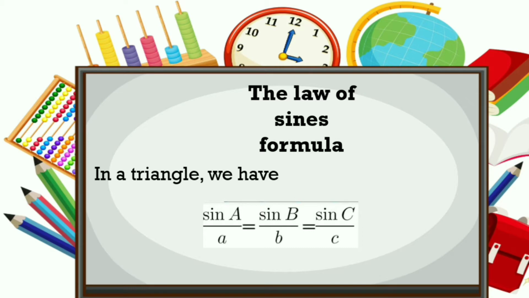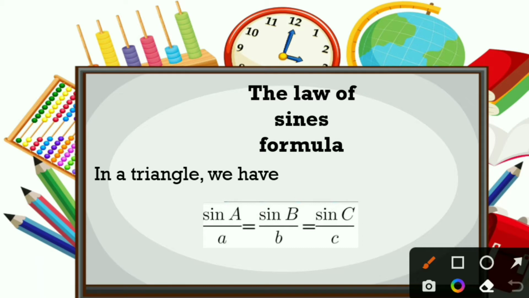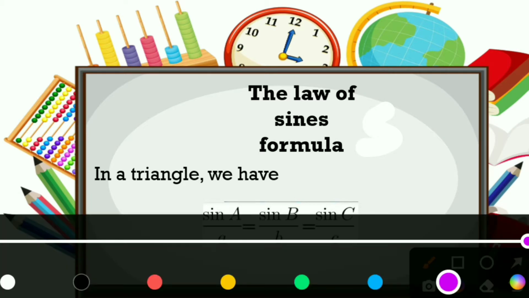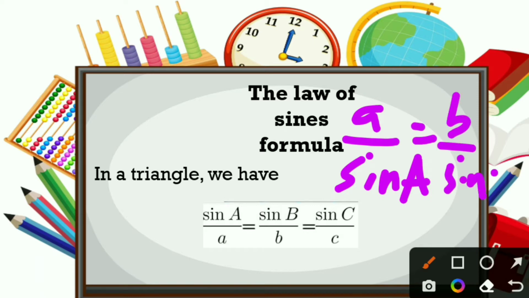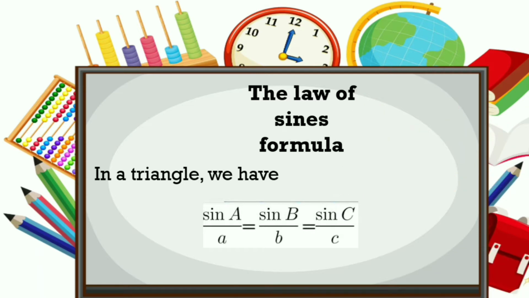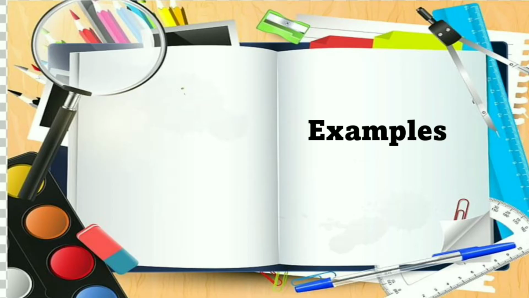The law of sines, in a triangle, this is the formula: sine A over a equals sine B over b equals sine C over c, or we can write it as a over sine A equals b over sine B equals c over sine C. So it depends on you, and we're going to use that formula.